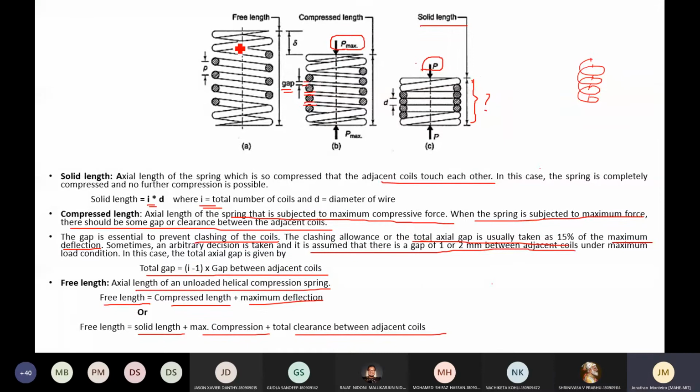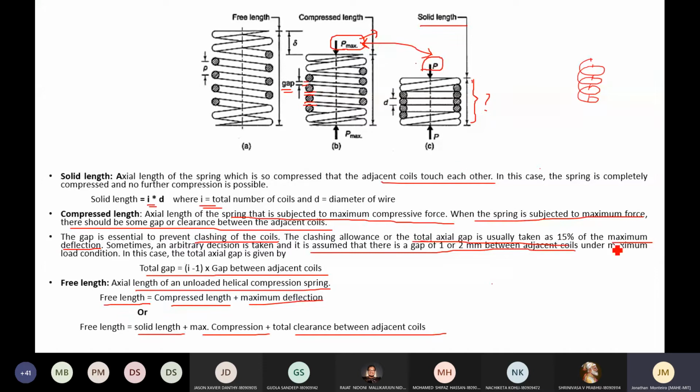It is a kind of a reverse calculation. You see, we set the gap in such a way that it is 15% of the maximum deflection which is allowed under design load. As I told you, the maximum load is not where it goes to solid length. We agree that when you compare this and this, P max looks lesser, right? Yes, of course it is lesser. Because in order to go to clashing, P will be much higher than P max. So that is why I said P max is something like a design load, or the maximum that can be allowed for that particular application.